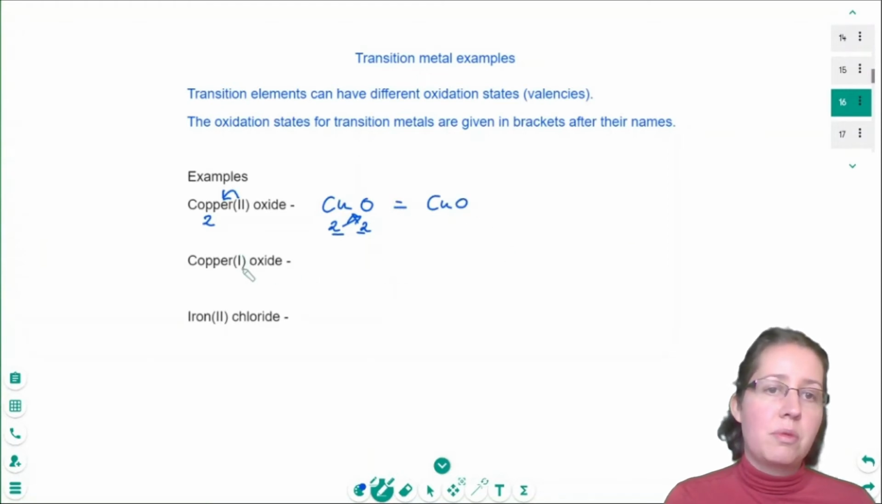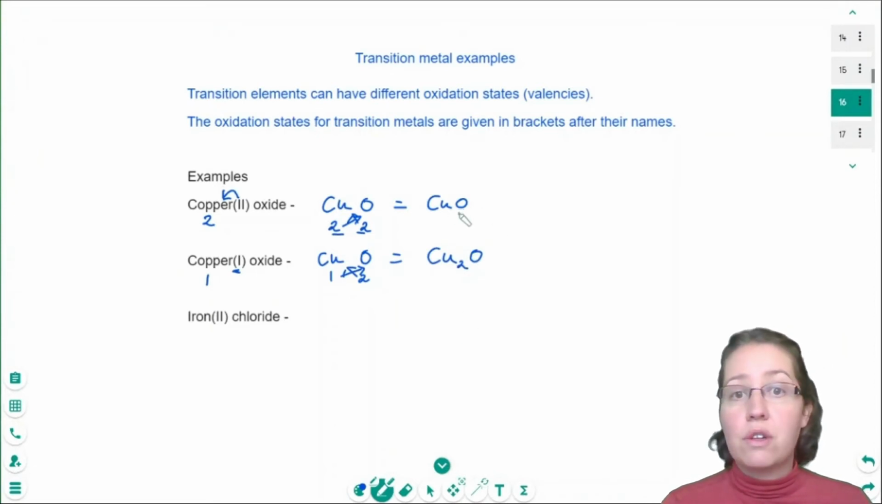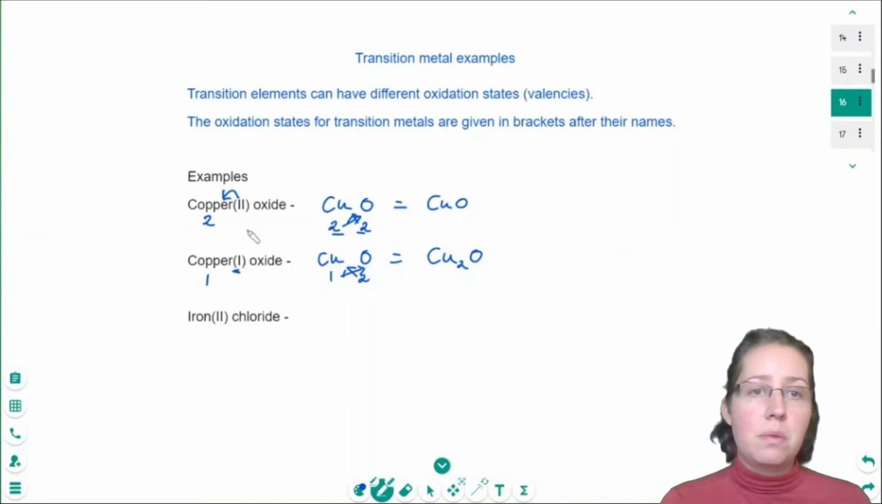In the next example, we've got copper 1 oxide, so that's saying that copper has a valency of 1. Oxygen valency of 2, crisscross, and we get Cu2O this time. So we can see we can have 2 different compounds of copper where we have a different number of coppers in the formula each time. And this is why when we name any compound with transition metals, we should include the valency if it can have different valencies.